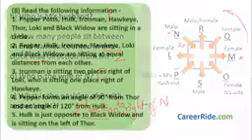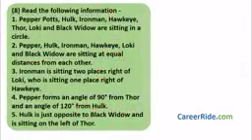Moving on, question number 8. Read the following information. Pepper Potts, Hulk, Iron Man, Hawkeye, Thor, Loki and Black Widow are sitting in a circle. Welcome to the Marvel Universe. See, the superheroes have come to teach us seating arrangement. Next, Pepper, Hulk, Iron Man, Hawkeye, Loki and Black Widow are sitting at equal distances from each other. Iron Man is sitting 2 places right of Loki, who is sitting 1 place right of Hawkeye. Pepper forms an angle of 90 degrees from Thor and angle of 120 degrees from Hulk.